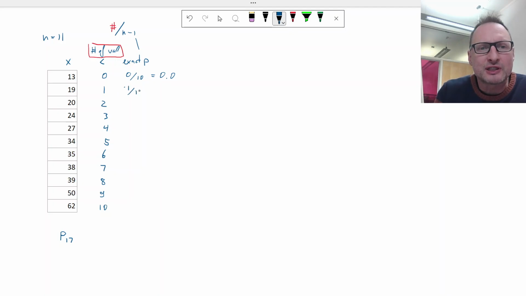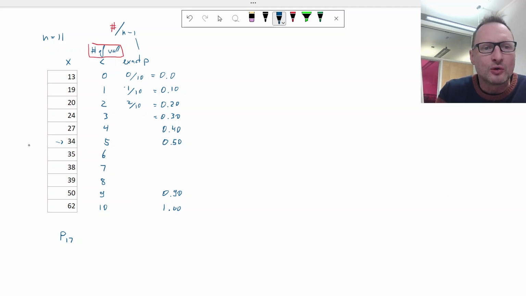Then here we have 1 over 10. That will be the 10th percentile, or 0.1. And so forth. Here we have 2 over 10. That will be the 20th percentile, or 0.20. You could multiply with 100, but we can just leave it like this. And so forth. I'll just complete that. Here we have 90, and here we have the 100th percentile, or 1.00. These are the exact percentiles. You can see the 50th percentile we know is also the median. Therefore the median, or P50, is 34.